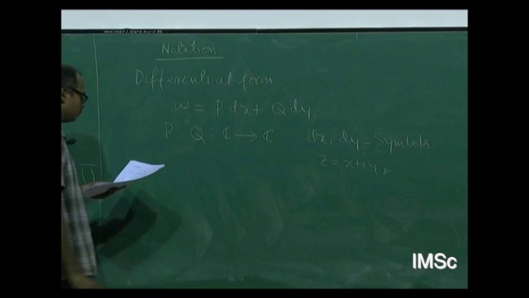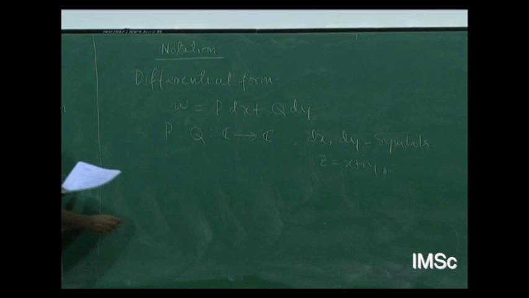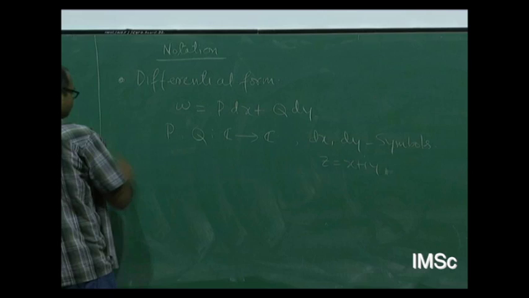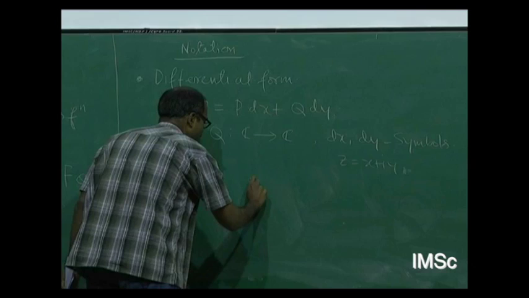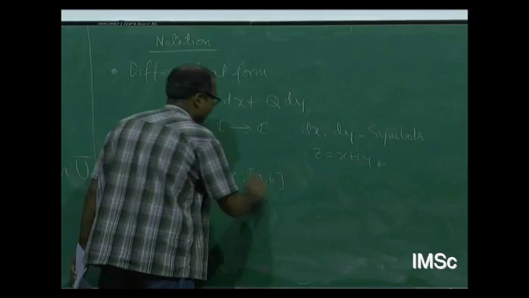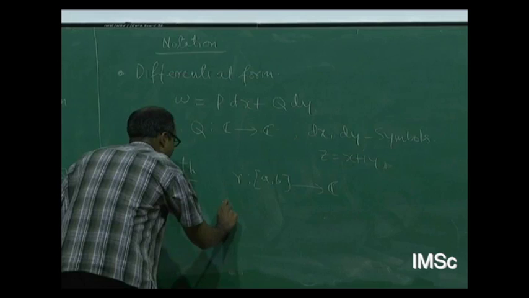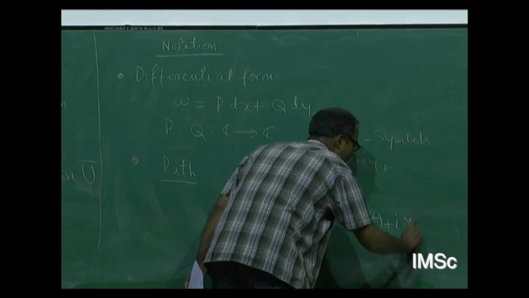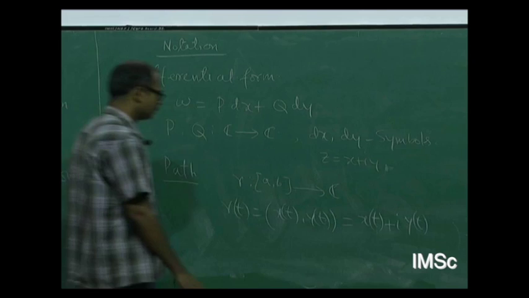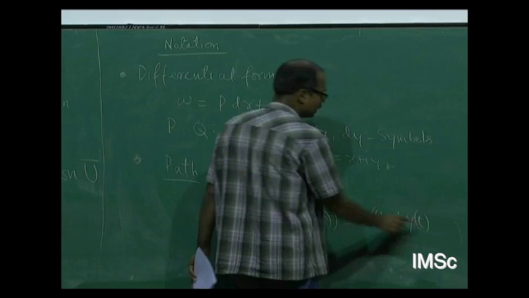We also need to define what is integration of differential forms. So we define what is a path. These are the things we need: differential form, and what is a path. A path is a continuous function from an interval in the real line, say a to b, to the complex numbers, where gamma t is given by x t, y t. In this coordinate notation, otherwise you can write it as x t plus i y t. So all are the same, just writing it in a different way: real and imaginary parts. x t and y t are real valued functions.